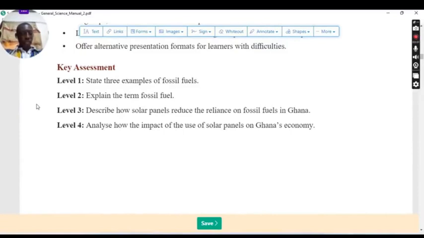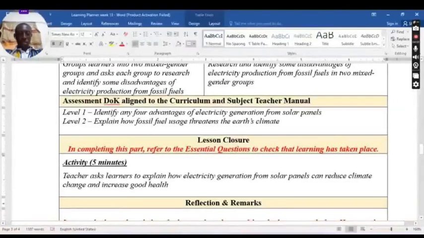You can have 2 L1s, 2 L2s, but don't let all of them be the same level, just so that the learners at different levels of understanding can at least get some scores. They will not get 0, at least they can get something to score. Alright, so vary the levels, very important. Okay, so that is assessment.